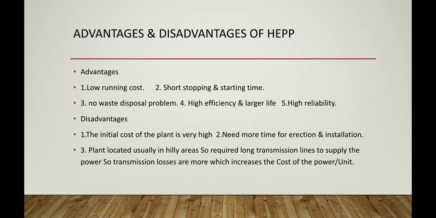Third one is no waste disposal problem. In some power plants there is a disposal problem, but these plants have no waste disposal problem such as ash or other waste. Next is high efficiency and larger life. These plants have very high efficiency and a larger life, comparatively 100 to 125 years. And the last one is high reliability. The plants are highly reliable as compared to the other plants.